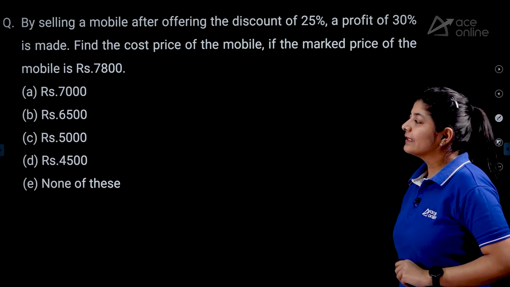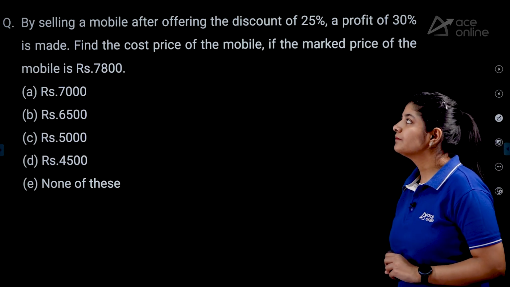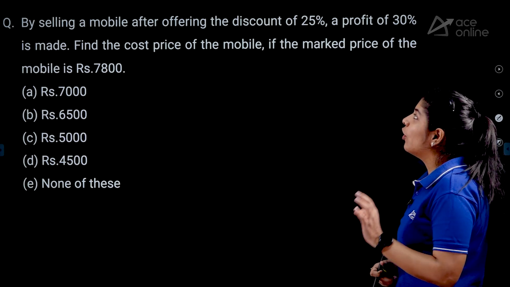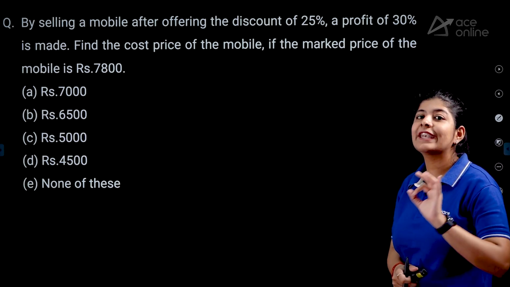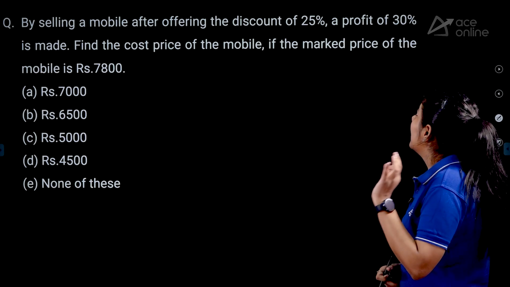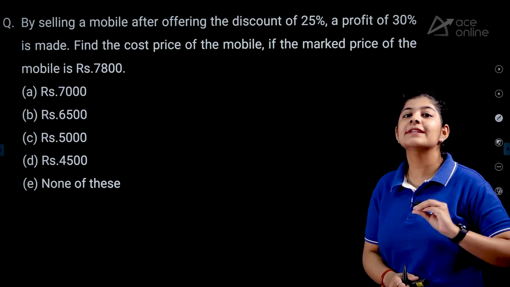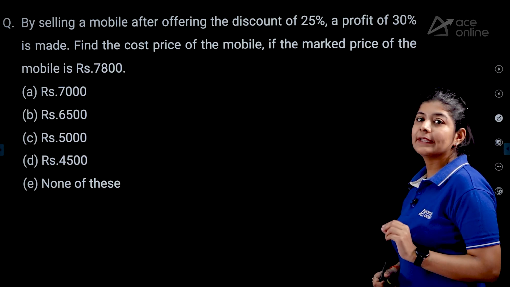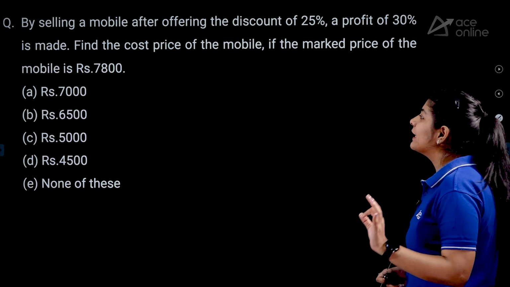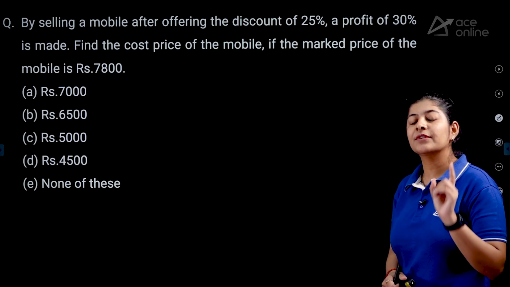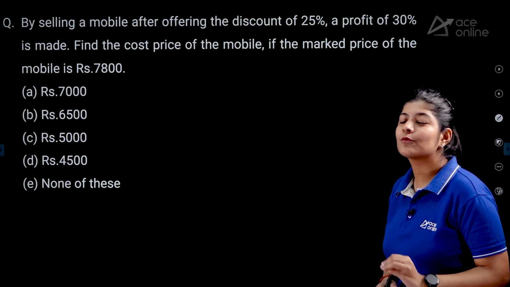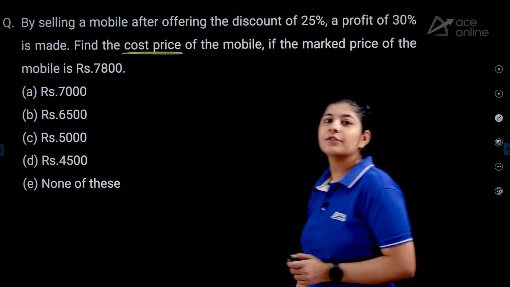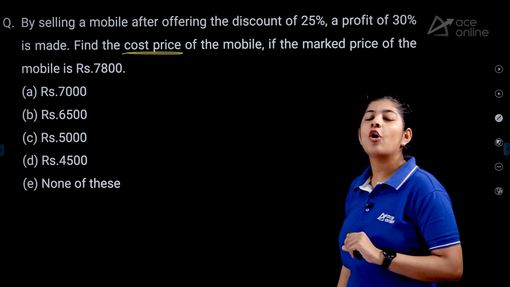So basically, the next question says that by selling a mobile after offering a discount of 25%, a profit of 30% is made. Find the cost price of the mobile if the marked price of the mobile is 7,800. This is a very simple question. All you need to do is find out the cost price.